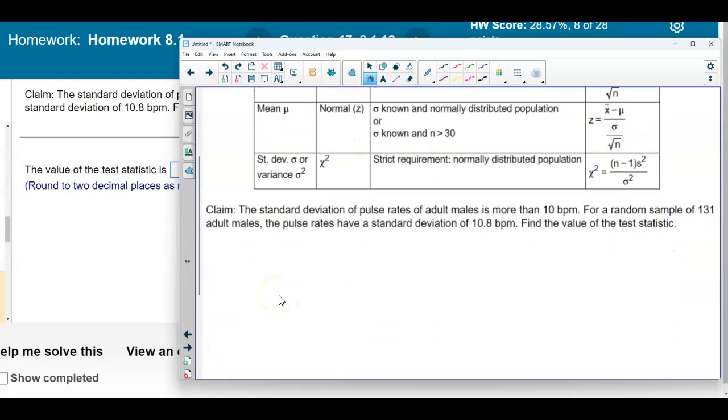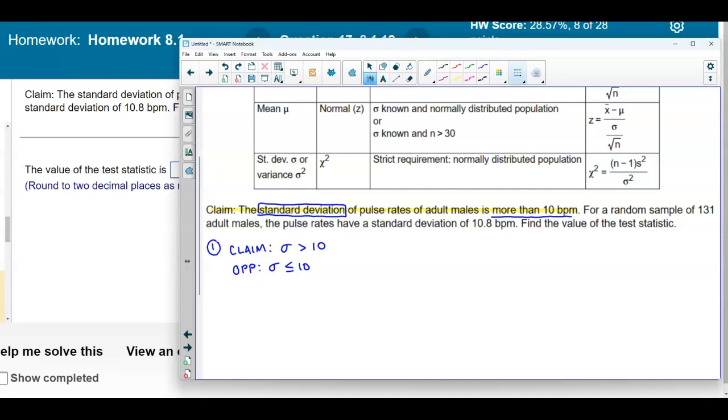Now let's take a look at the claim here. The claim is saying that the standard deviation of pulse rates of adult males is more than 10 beats per minute. So let's first identify that. We want to first find the claim and the opposite of the claim. The claim is about the standard deviation, which represents sigma, and it says more than 10 beats per minute. So that means it's going to be greater than 10, and therefore the opposite of the claim would be less than or equal to 10.